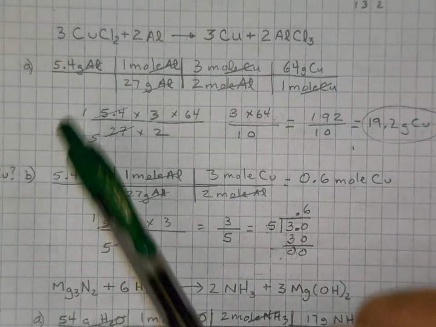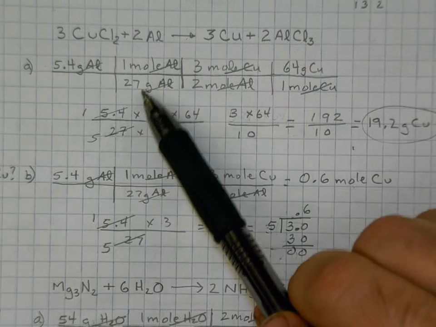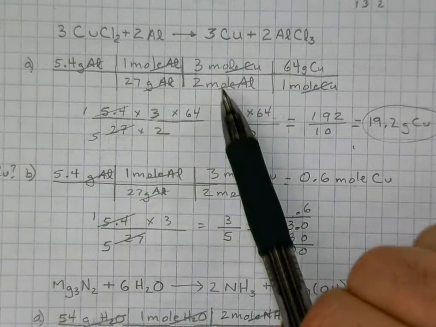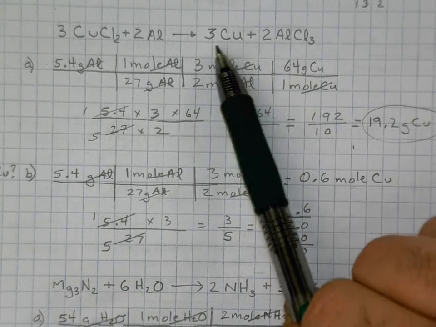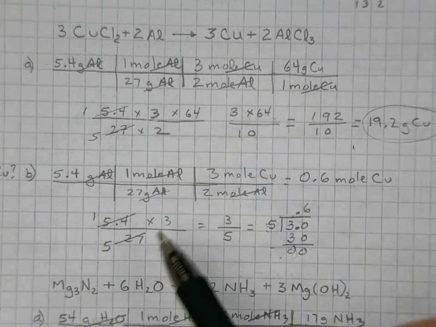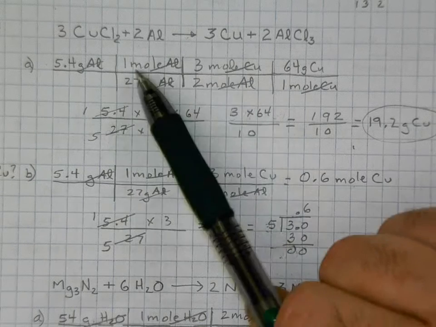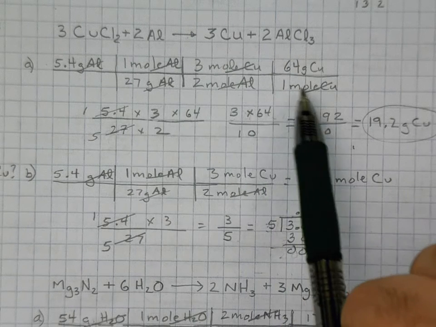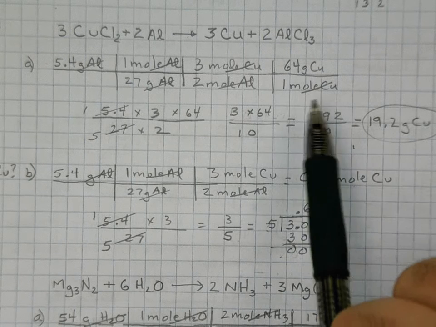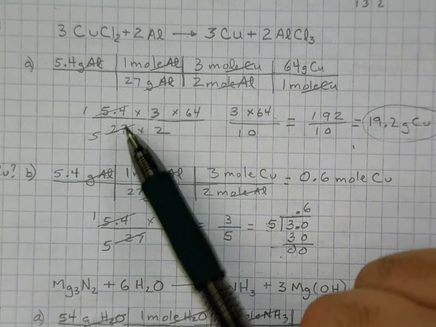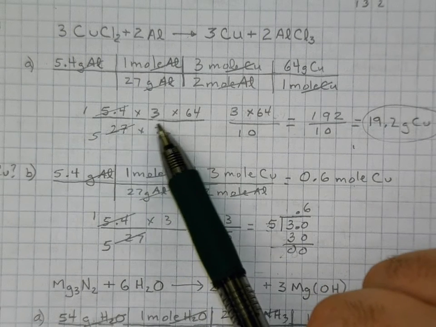We're given 5.4 grams of aluminum. There's the molar mass for aluminum. Then we set up our molar ratios. We'll be with 3 moles of copper over 2 moles of aluminum. And then by that time it cancels out everything but moles of copper. And we set up our molar mass for copper, and we end up with these numbers down over here.